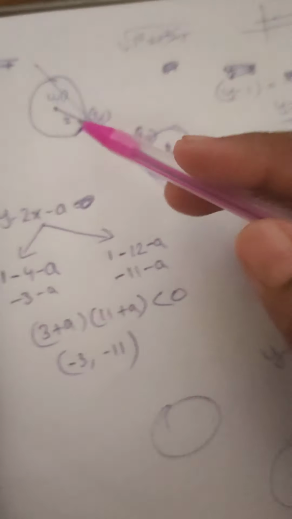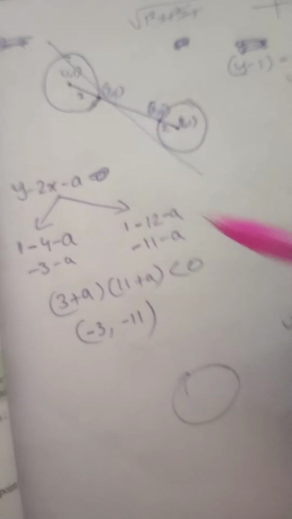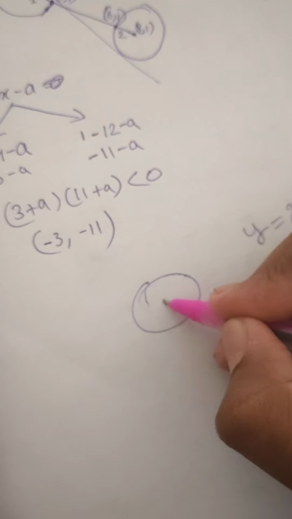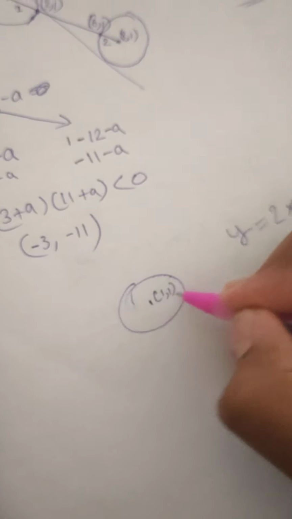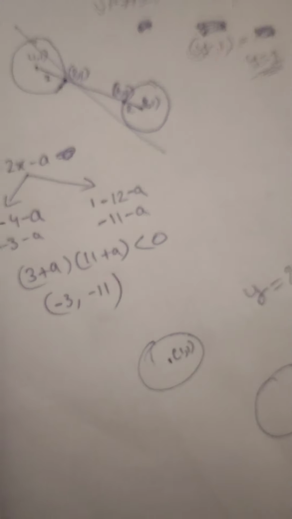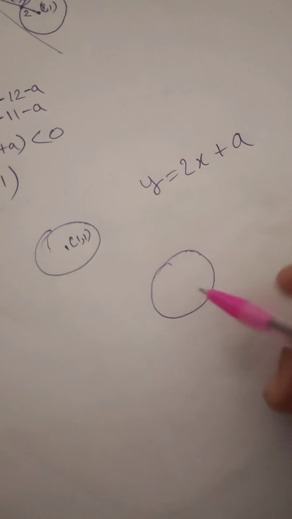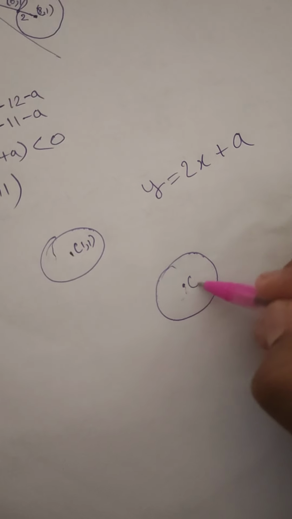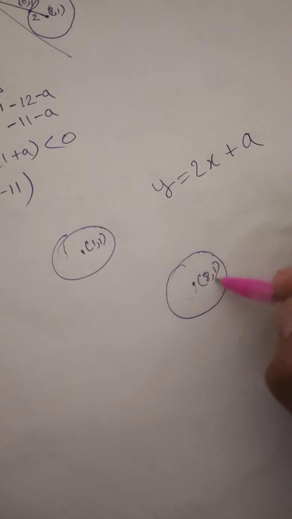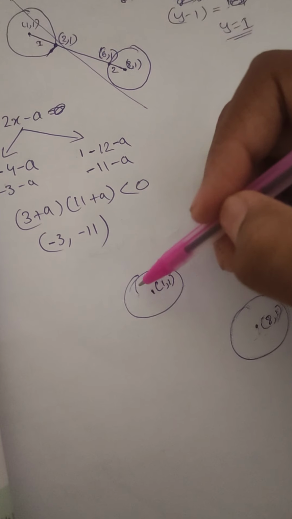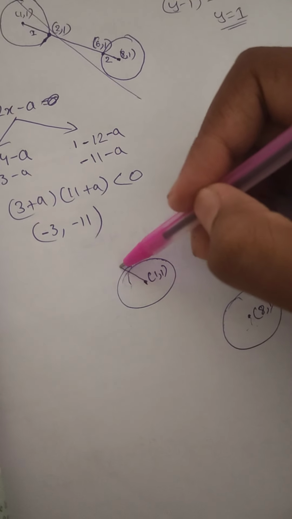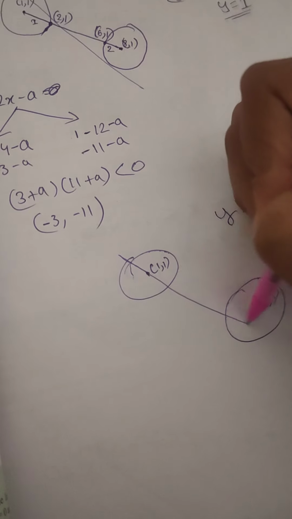By looking at the two equations, we can find out. Actually I had drawn it here. In one circle I got the center as (1, 1), and the other one I have got (8, 1), right? Here is (8, 1), and what I did is that I joined both the centers, right?